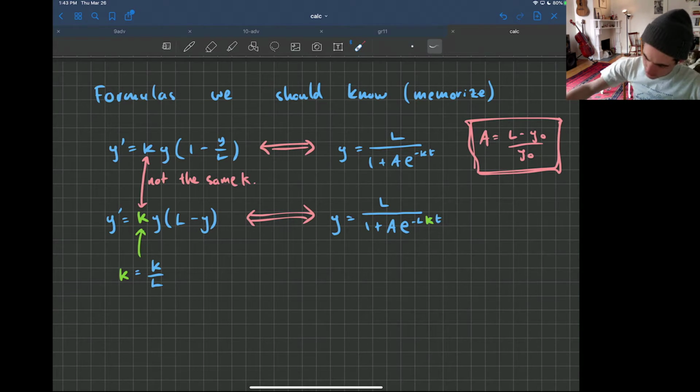Yeah, and that's exactly what you can do. You can just say, okay, here's my limit here. I'm going to just multiply this by L over L, right? Then the bottom L would be distributed, and then you'd have 1 minus y over L, and the big L would turn this green k into the blue k. That's really all you'd be doing.